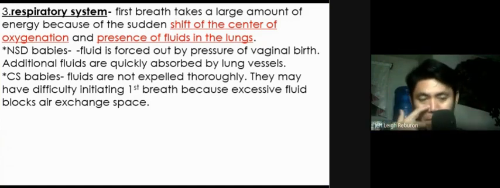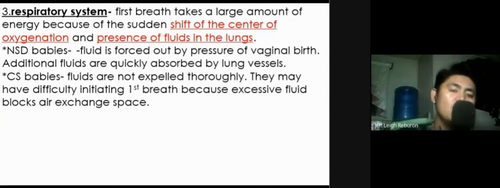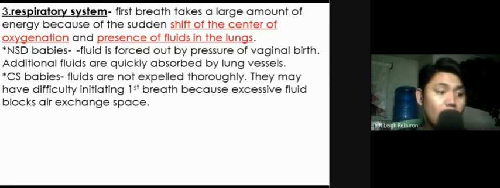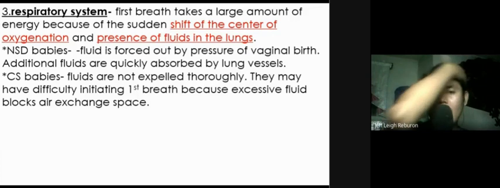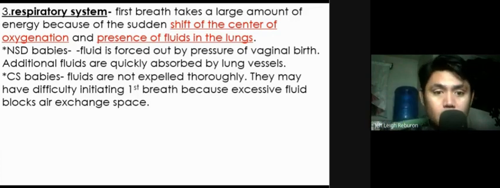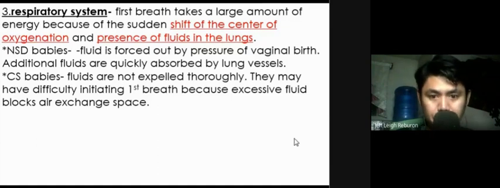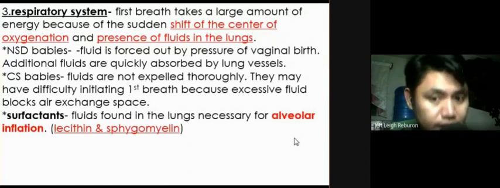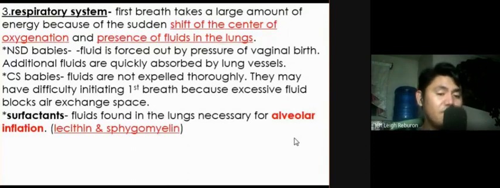As much as possible, NSD babies, because they will not have difficulty initiating first breathing, because the compression of the chest will facilitate the expulsion of the fluids in the lungs. Okay. Next po, meron din tayong tinatawag na surfactants. And when you say surfactants, these are fluids that are found in the lungs which are necessary for alveolar inflation.